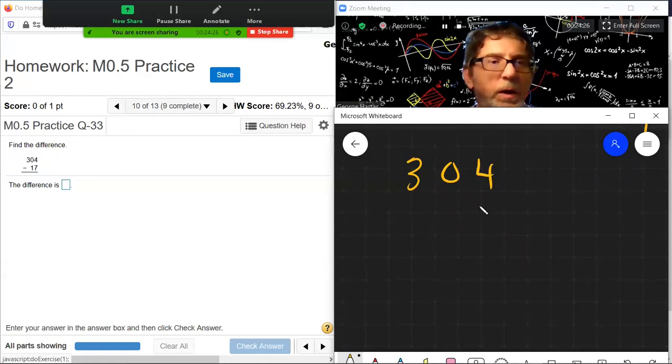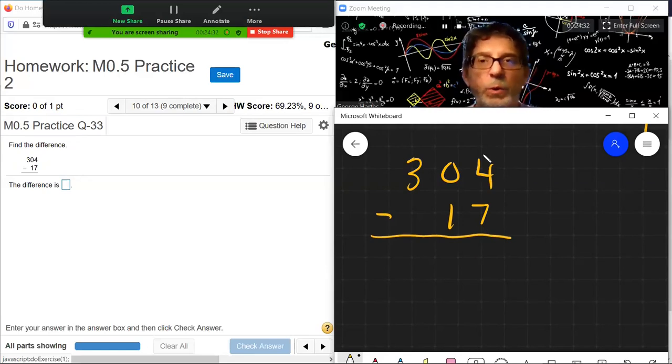304 minus 17. Make sure the numbers are right aligned. So we begin by subtracting the ones digits. 4 minus 7, we cannot do that. We got to borrow from the next digit. But notice that this is 0, and we cannot borrow from 0 because it has nothing to give. So we have to go to the next number and borrow.